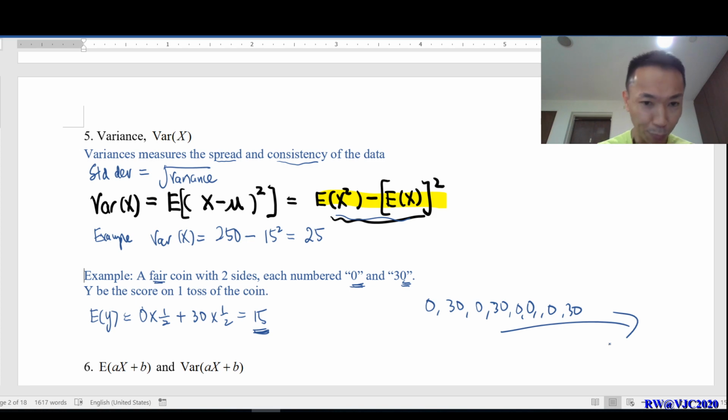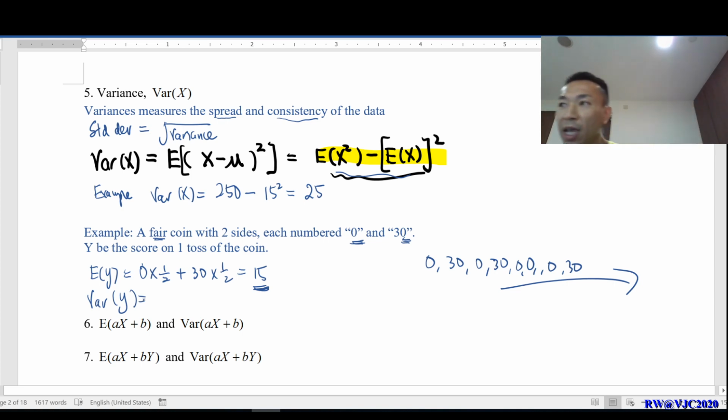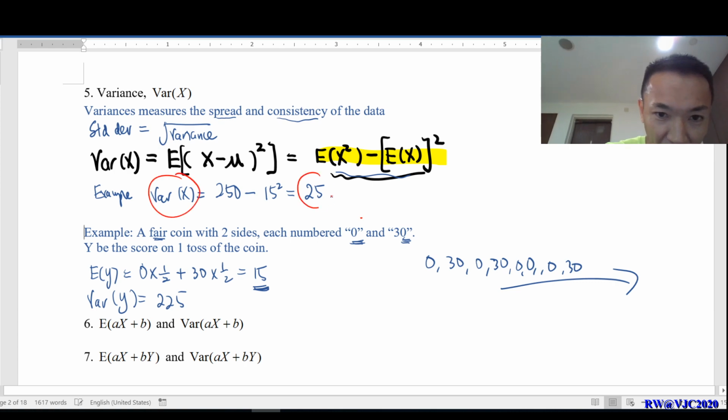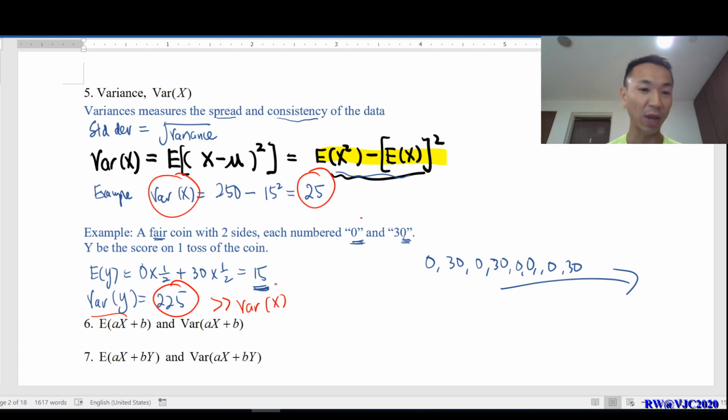But if I measure the spread and consistency of the data, I use the formula. Okay, you can try it out. I don't want to go through it. You realize that the variance of y, in this case, is 225. You compare this value with the variance of x, which is 25. This variance of y is 225. It's a lot larger than the variance of x. It means that it is not as consistent and it has a bigger spread compared to x. That's all.